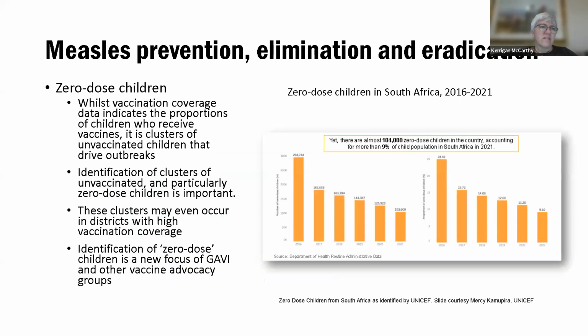The measles assessment will also highlight the presence of zero-dose children, and a recent review by UNICEF showed that zero-dose children accounted for 9% of all South African children in 2021, and totaled nearly 104,000 children in the country who had not received any vaccines.